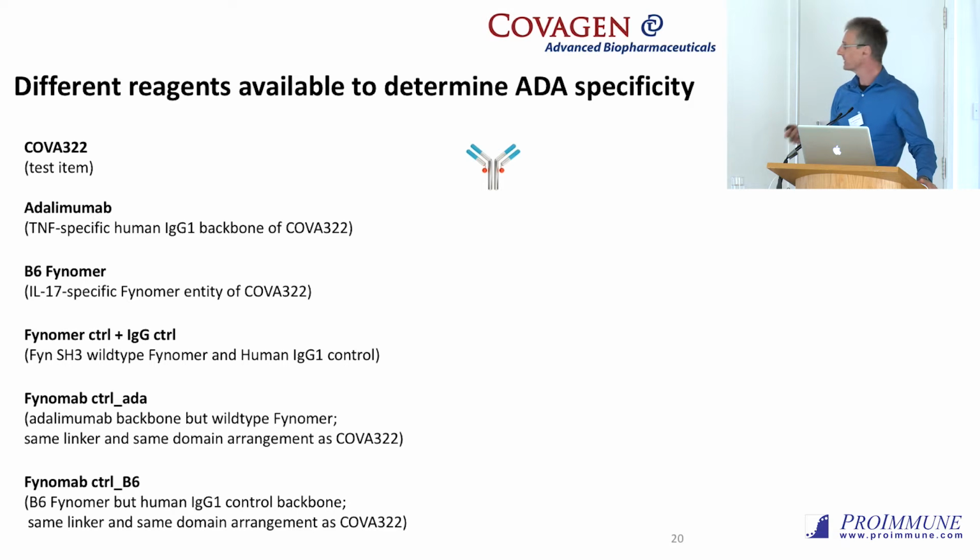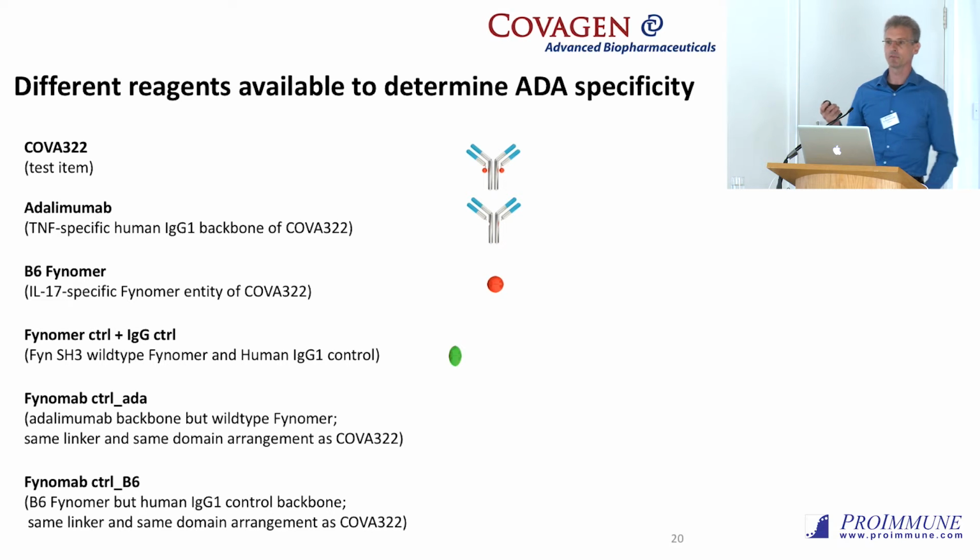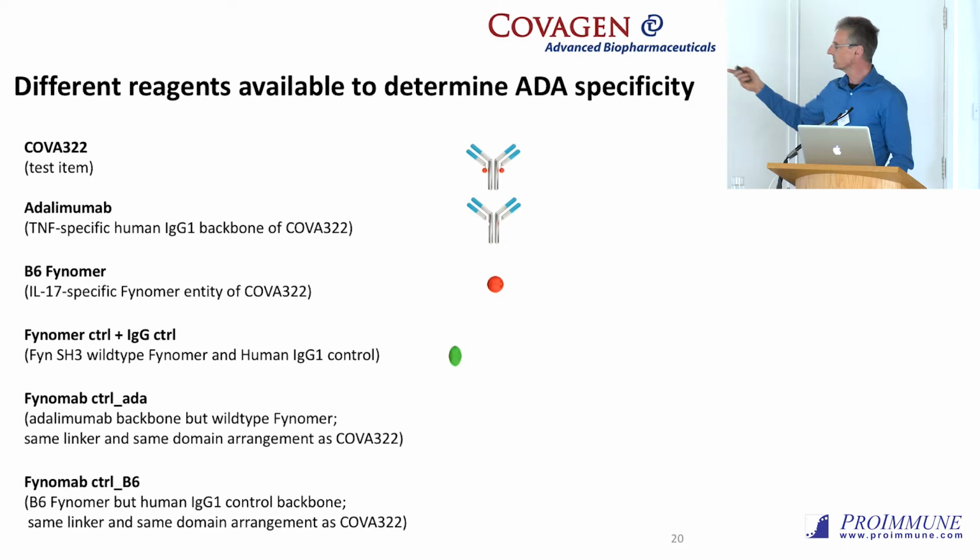And if you now just virtually think, if you rip apart CoVA 322, you would get adalimumab as a backbone, and you would get the specific FynomAb on its own. And then we have an irrelevant FynomAb. Actually, that's the SH3 domain, so that's the scaffold on its own as a negative control. And we have a human IgG1 irrelevant antibody as a negative control.